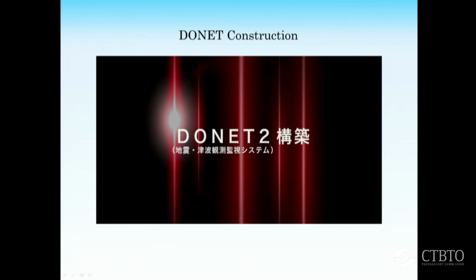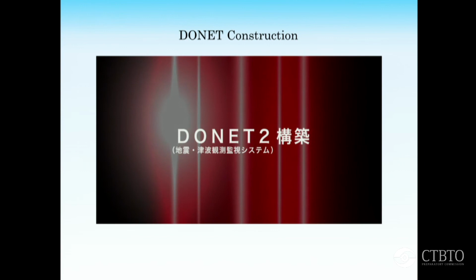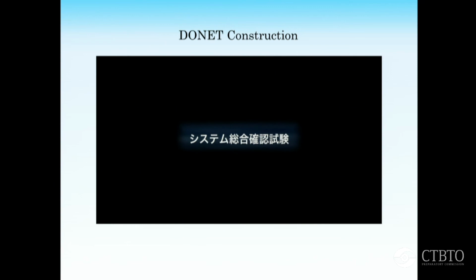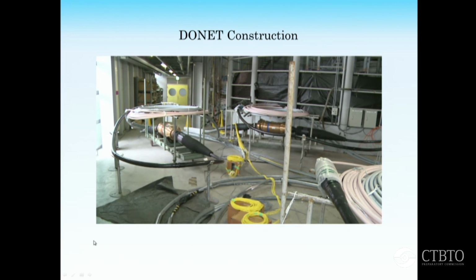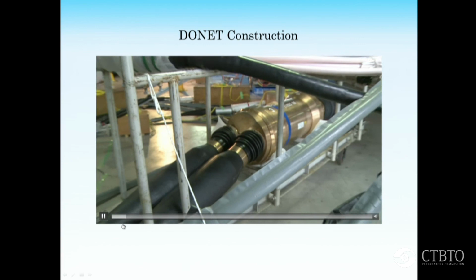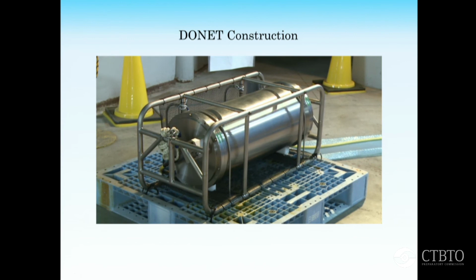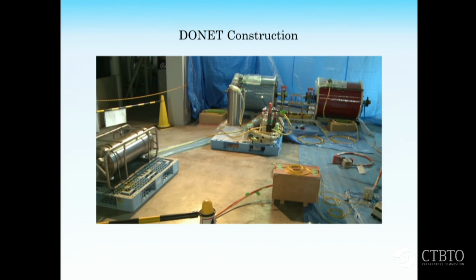I would like to show you how to do it. Before deployment, we already checked inland. This is a SAT, before the total test of the system. This is a cable. This is a branch unit. Repeater. Yes, this is the extension cable and the science node, this one.